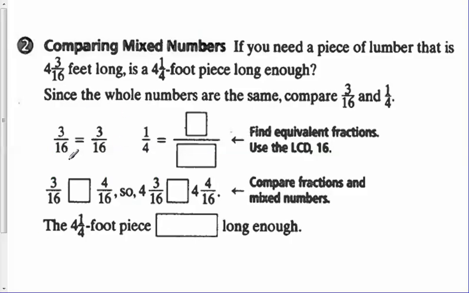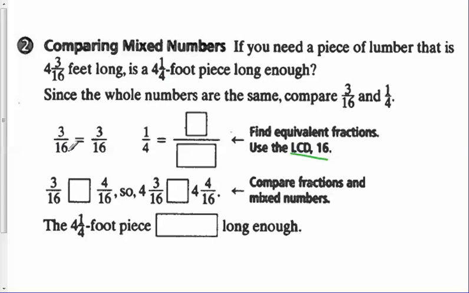If you're needing a piece of lumber that is 4 3/16 feet long, is a 4 1/4 foot piece long enough? Since the whole numbers are the same, we can compare. Obviously, if they were not the same, we would take whatever fraction has a larger whole number. So since they have the same whole numbers, we look at the fraction part. And when we look at 16 and 4, well, 16 is a multiple of 4. So 16 is our least common denominator.